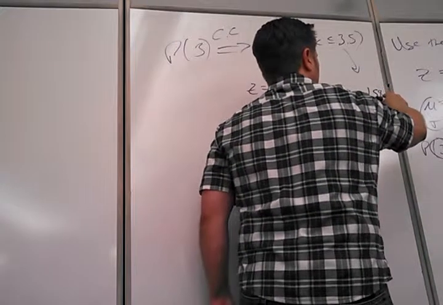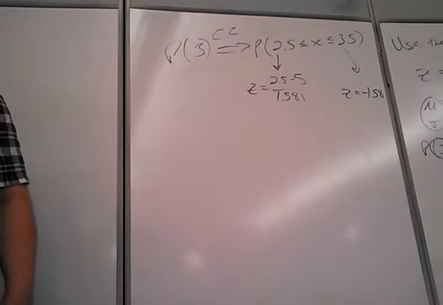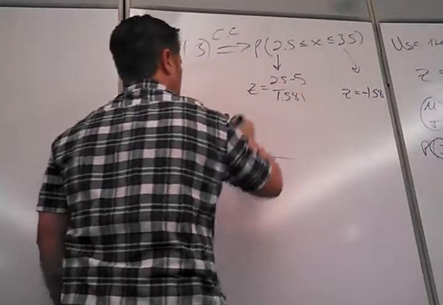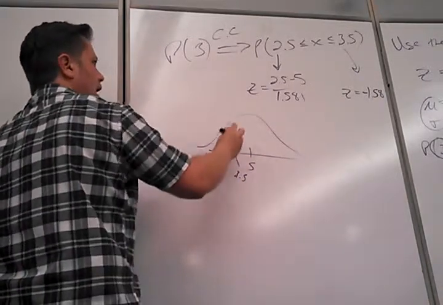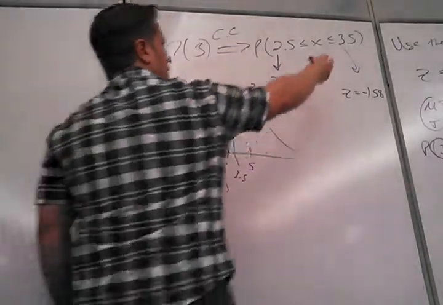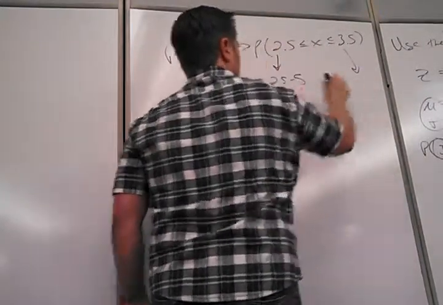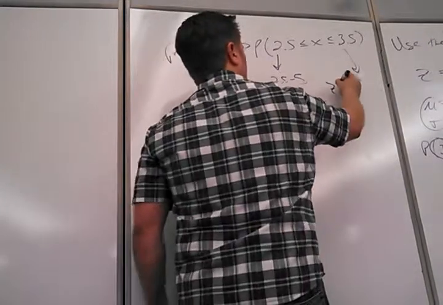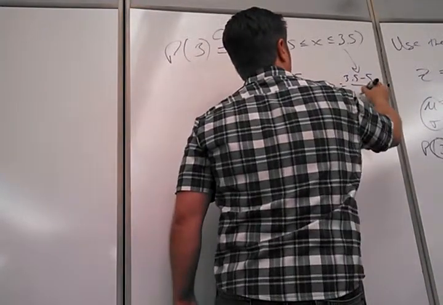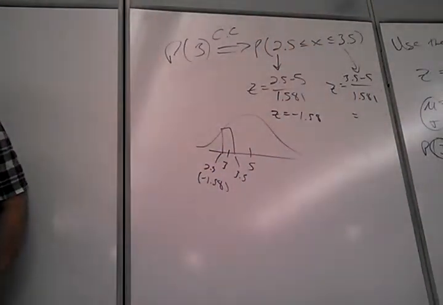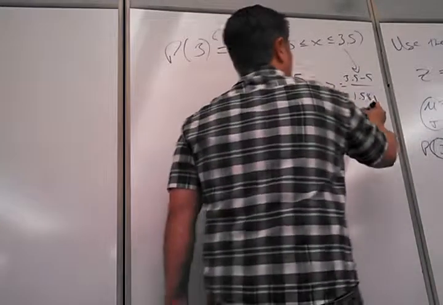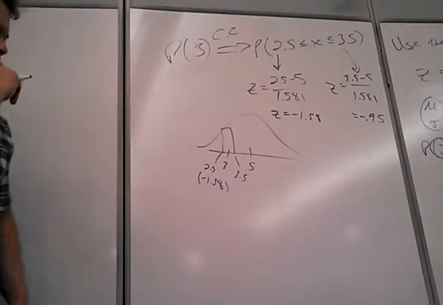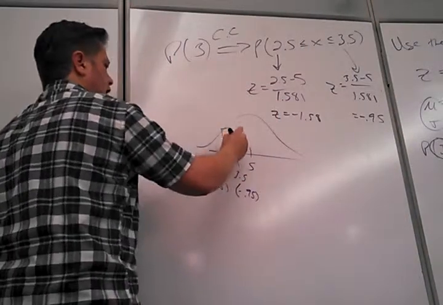Let me draw this again. So I got 5 in the middle. There's my 3. There's my block. So 2.5 would be negative 1.58. 3.5 is going to be 3.5 minus 5. Is that cool? Just change 3.5 into a z-score. That's going to be negative 0.95. Sound good? Okay, so that's negative 0.95. And now you just have to look up negative 0.95 and negative 1.58, and subtract them to get right in there.